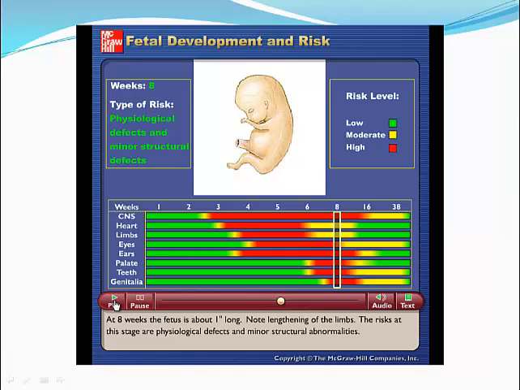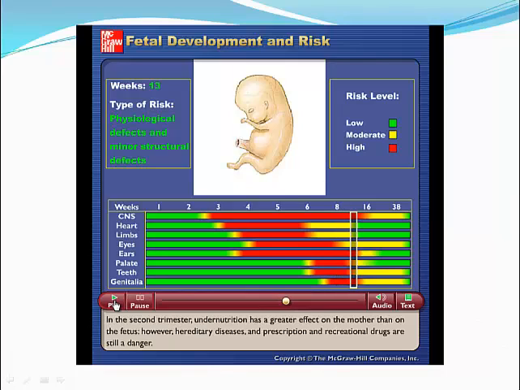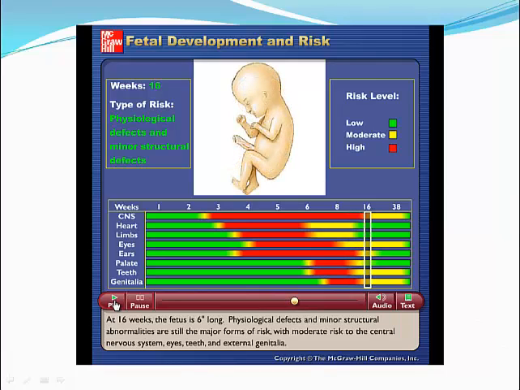In the second trimester, undernutrition has a greater effect on the mother than on the fetus. However, hereditary diseases and prescription and recreational drugs are still a danger. At 16 weeks, the fetus is 6 inches long. Physiological defects and minor structural abnormalities are still the major forms of risk, with moderate risk to the central nervous system, eyes, teeth, and external genitalia. 26 weeks marks the end of the second trimester.